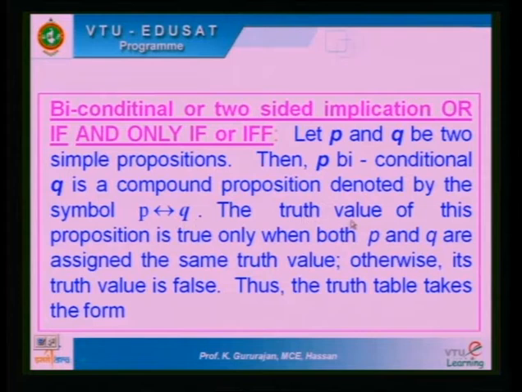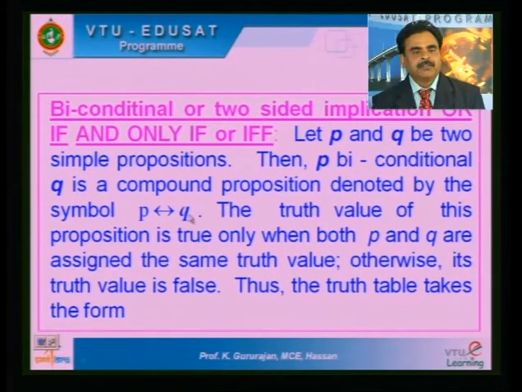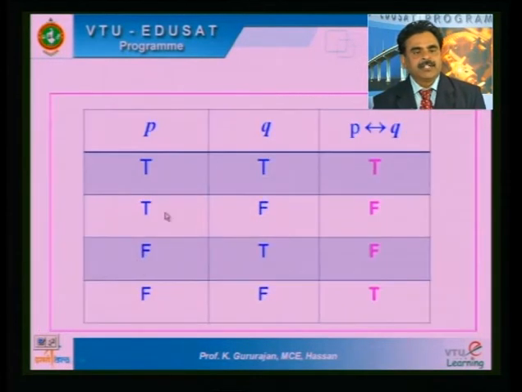So, because of this I claim that the truth value of this proposition is true only when both P and Q are assigned the same truth values, otherwise its truth value is false. I repeat, P biconditional Q: if P then Q, if Q then P. So, this will assume the truth value true only when P and Q are assigned the same truth values, otherwise it is false. The same we can show like this, see T, T means T.